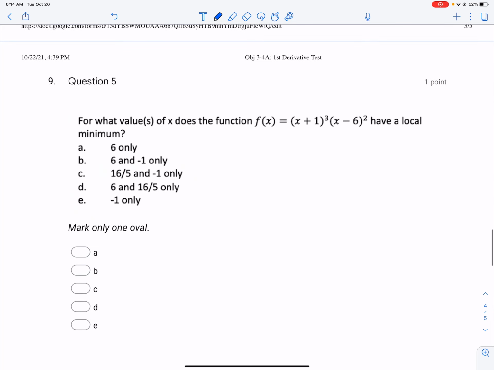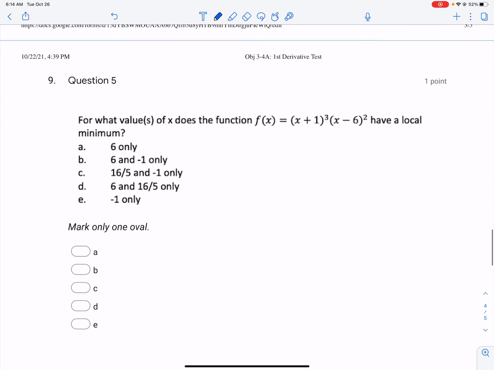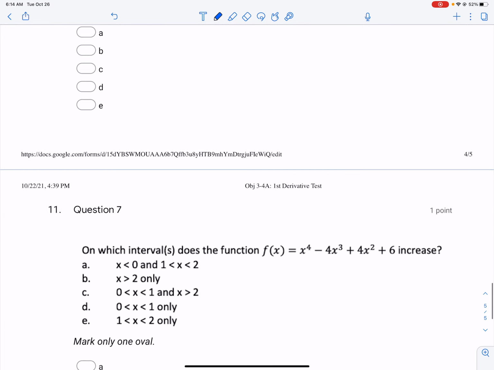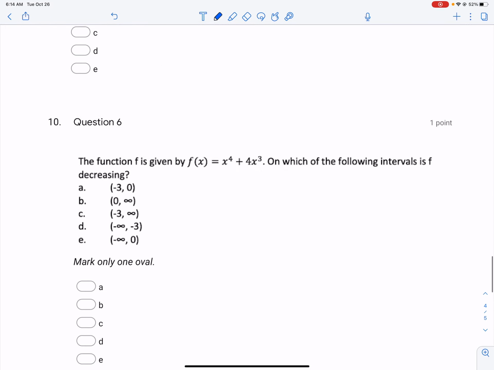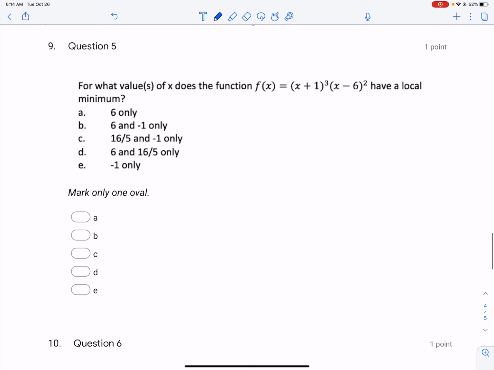Here again, when you look at this question, see how many more do we have? Okay, just 2 more. When I look here, I am taking a derivative, so I have an f prime of x. I have x minus 6 squared times 3 times x plus 1 squared, plus x plus 1 cubed times 2 times x minus 6.